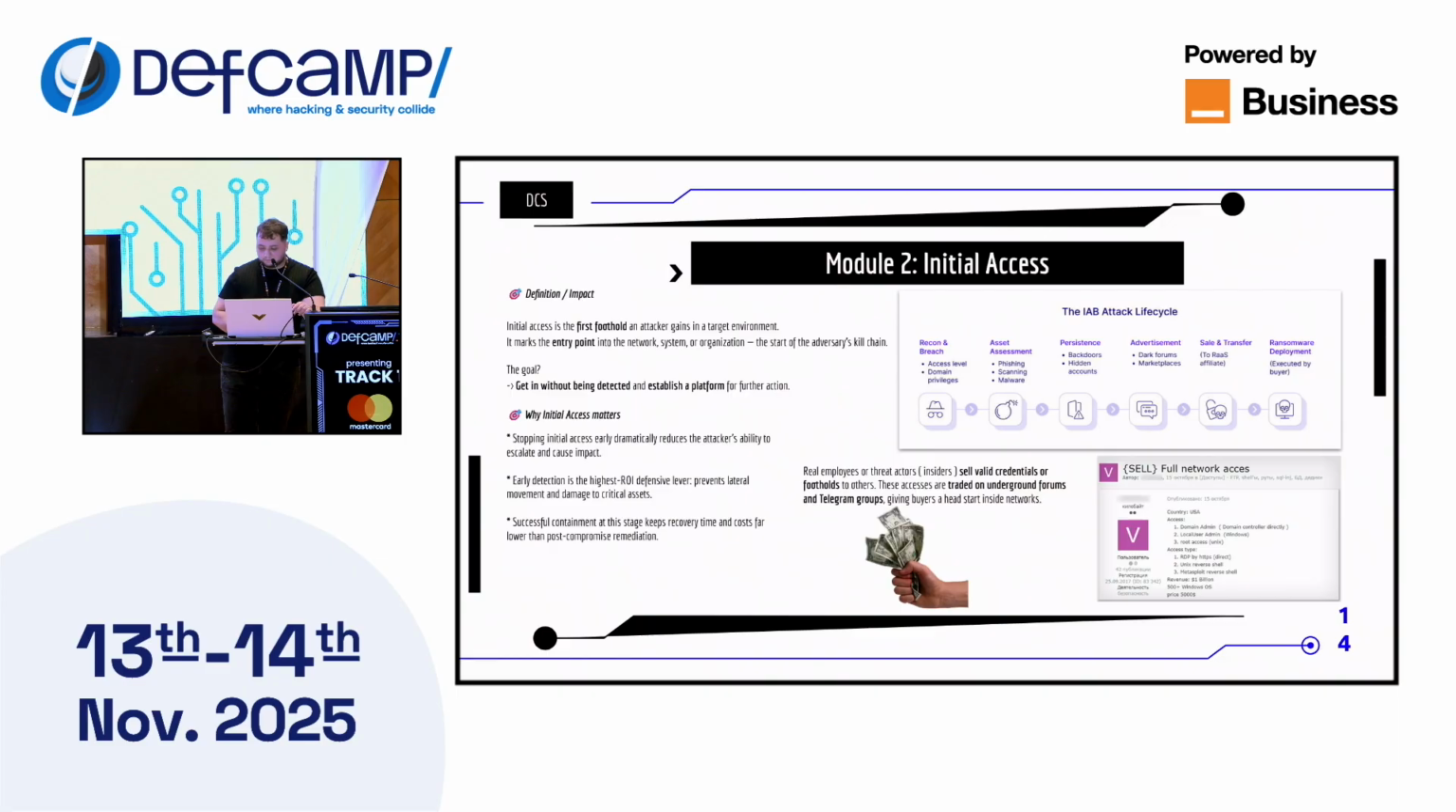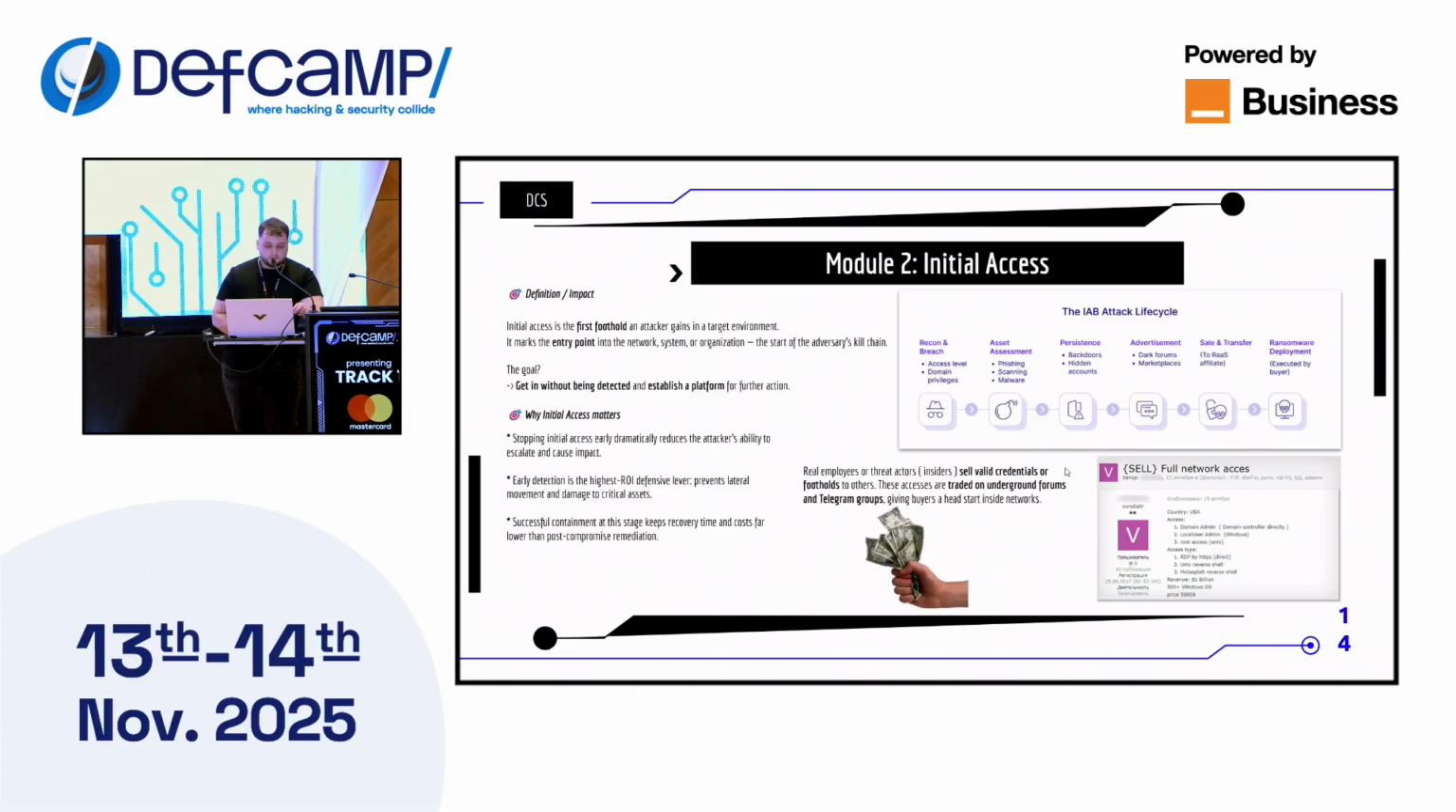Here you can see a photo taken from the forum exploit.is, I think. I don't remember exactly. He was selling access to a company with a revenue of $1 billion. And it was 3 types of access, so it was pretty good for ransomware operators.